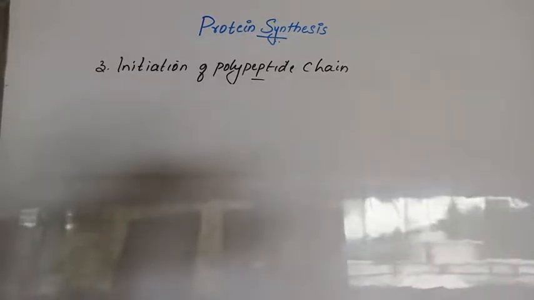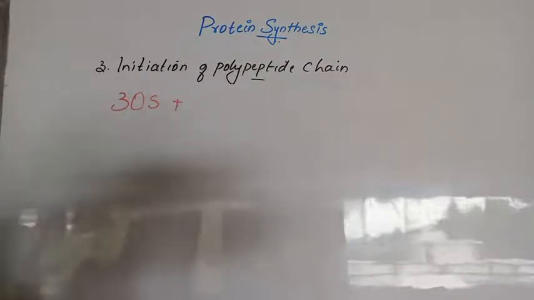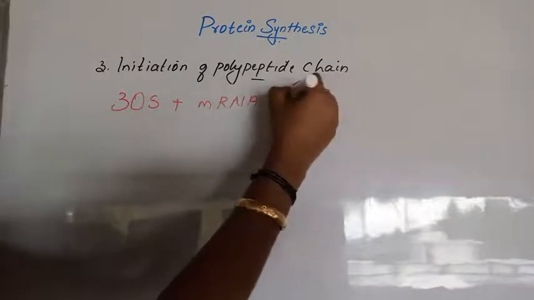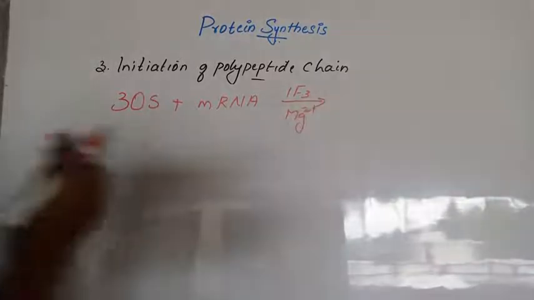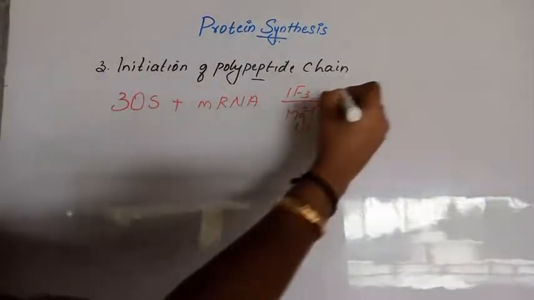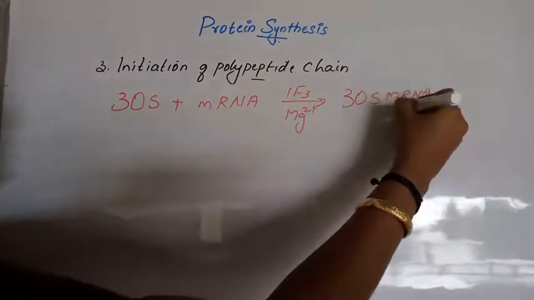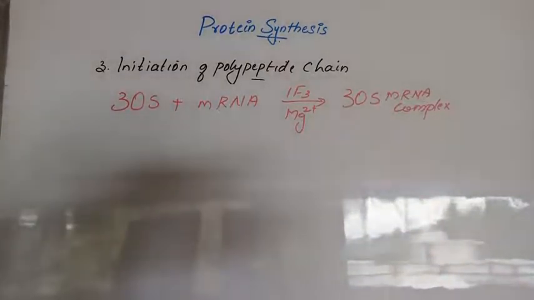The 30S subunit along with mRNA, in the presence of initiation factor 3 and the magnesium cofactor, will produce a complex called the 30S mRNA complex. The 30S mRNA complex is produced by the reaction of 30S, that is the smaller subunit, plus mRNA in the presence of initiation factor 3 and the magnesium cofactor.